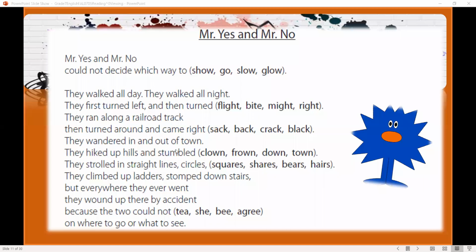They wandered in and out of town. They hiked up hills and stumbled. Clown, frown, downtown. Here we go. Well done. Pat, pat on the back. They hiked up hills and stumbled down. They strolled in straight line circles and is it squares, shares, bears, or hares?